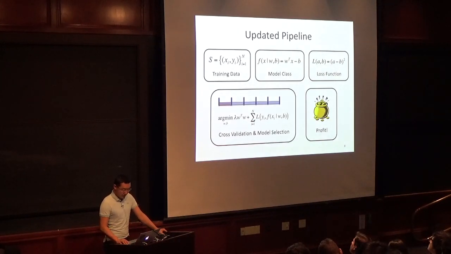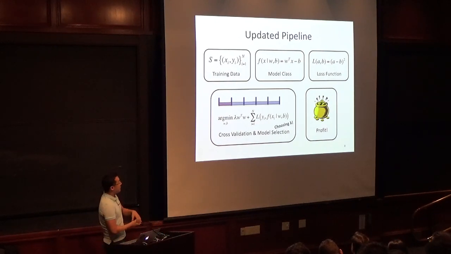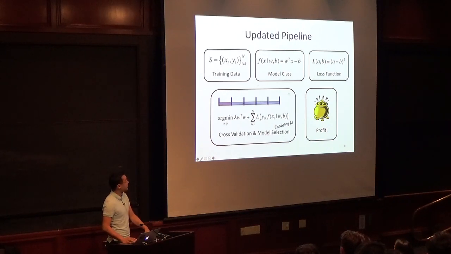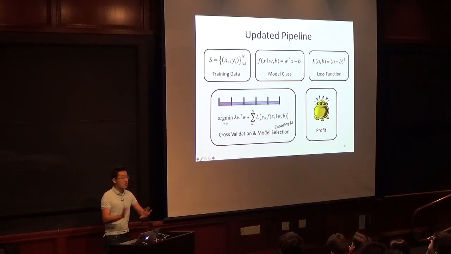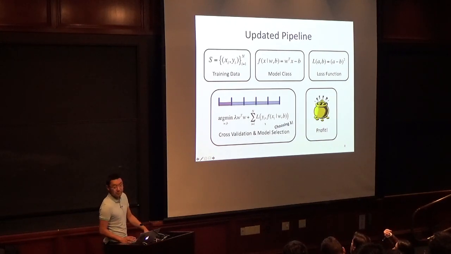Okay, so here's the updated pipeline. For this lecture, the reason why we want to use cross-validation and model selection is that we have a linear model class, we have a fixed loss function, and for the purposes of this lecture, the entire purpose of doing model selection is choosing the right lambda for this learning problem.